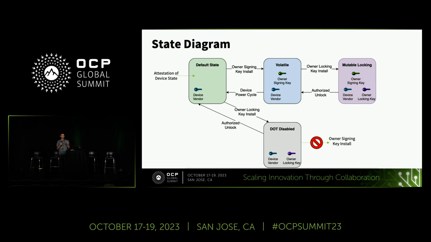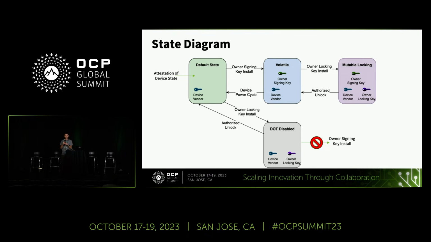The device can boot using the device vendor keys. It allows firmware update using the device vendor keys, but it also allows you to transition to either the volatile state or the DOT disabled state. So we're going to go across the top horizontally through volatile and mutable locking. As we go into volatile, first we perform the owner signing key installation.